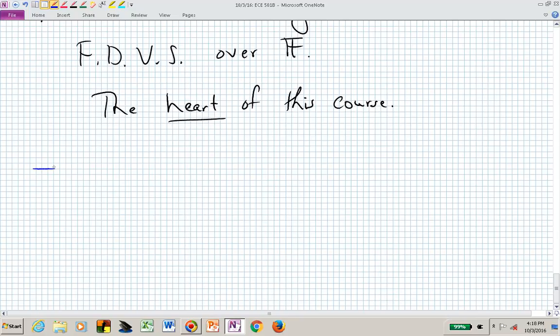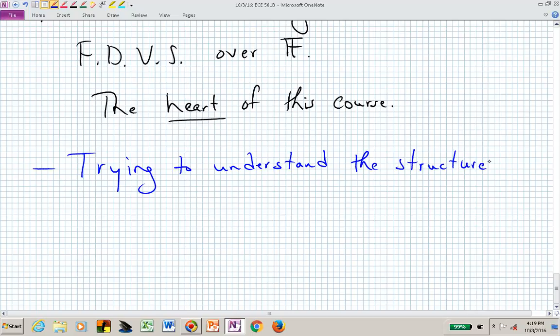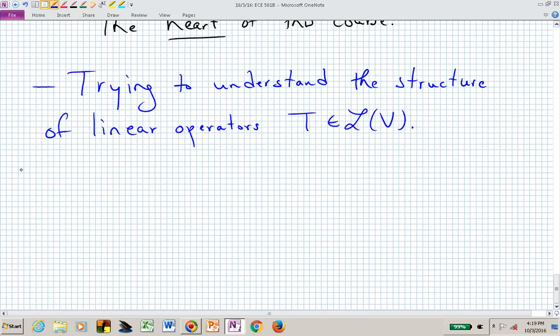And we're trying to really understand the structure of linear operators, which we can, in equation form, say these linear maps T are now an element of script L of V, where now that is implying that we're going from V back into V. The input vector space is V, and the output vector space is V, and that's now an operator. The linear map is now an operator.